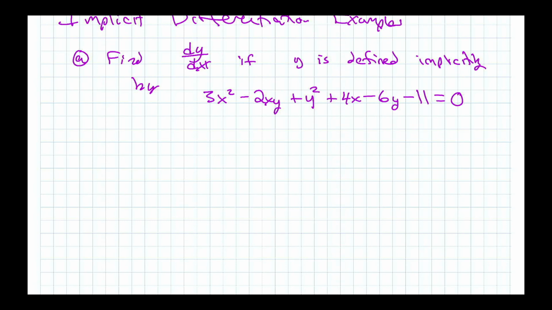Now, by the way, just a comment here. You could find dy dx using Calc 1 or Calc 2, I guess, depending on which class you're in, style implicit differentiation. So you can do this in Calc 1 or 2 with implicit differentiation. But we're going to use the formula that we derived in this class, which is new.